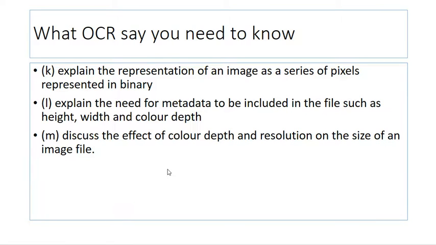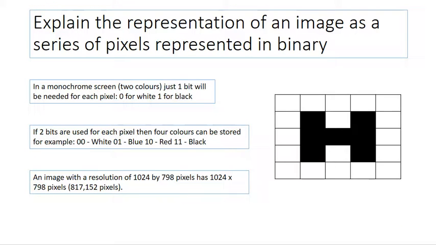What OCR say that you need to know is you need to be able to explain the representation of an image as a series of pixels represented in binary, explain the need for metadata to be included in the file, such as height, width and colour depth, and discuss the effect of colour depth and resolution on the size of an image file. So here we are, we're going to be looking at the representation of an image as a series of pixels represented in binary.